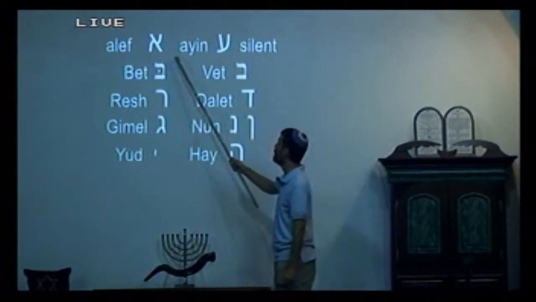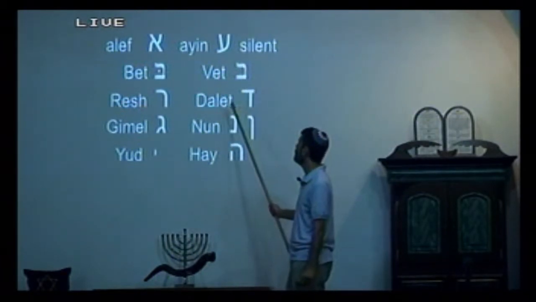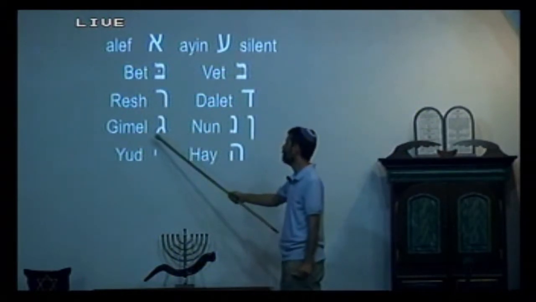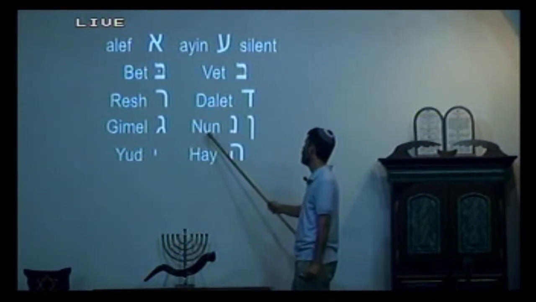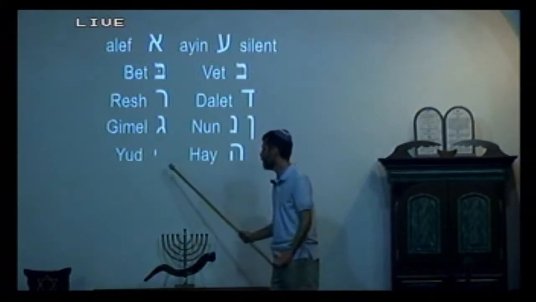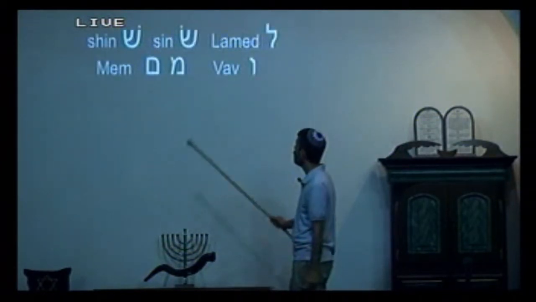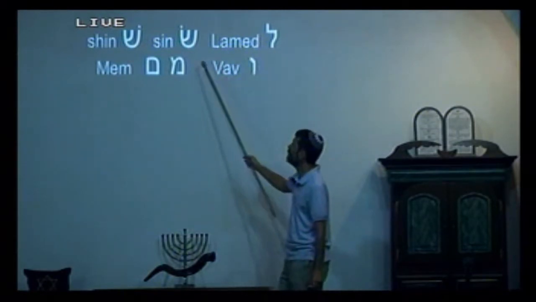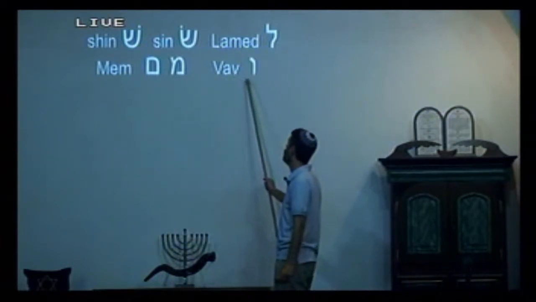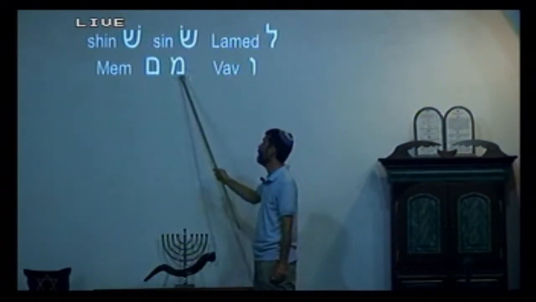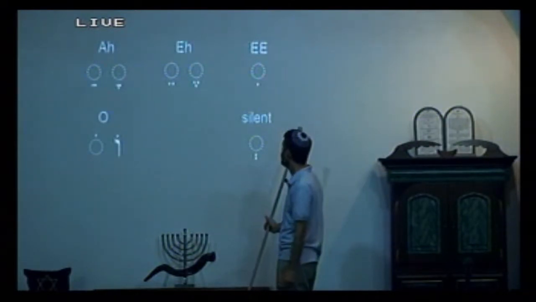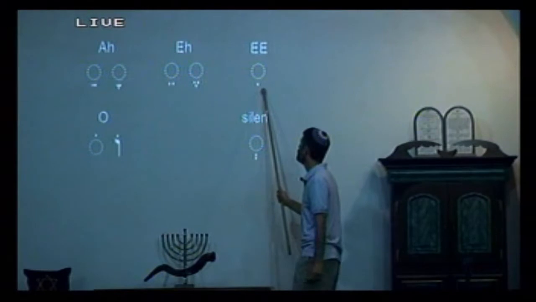Our ayin and our aleph are silent. The vet, the V sound, the bet, the B sound, dalet, D, resh, R, gimel, the G sound, the nun, the N sound, the hey, the H sound, the yud, the Y sound, the lamed, the L sound, the sin, the S sound, the shin, the SH sound, the vav, the V sound, the mem, and the final mem, the M sound.